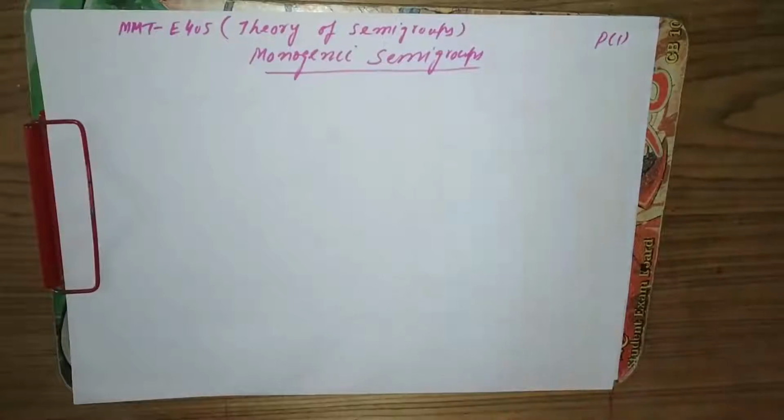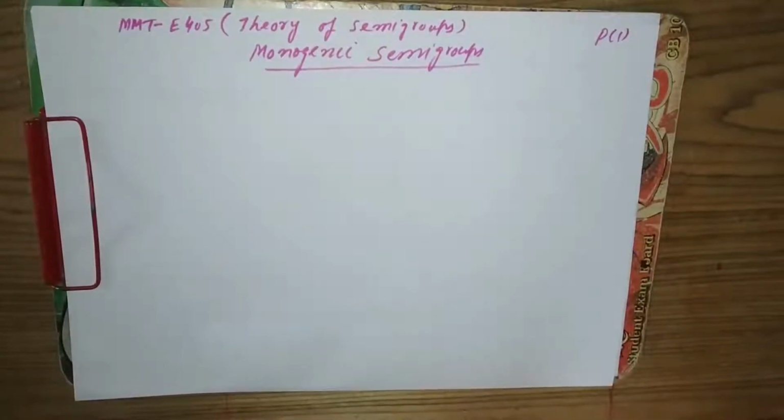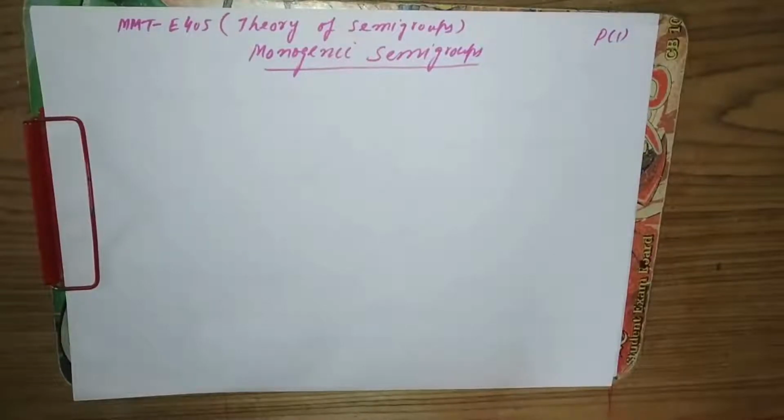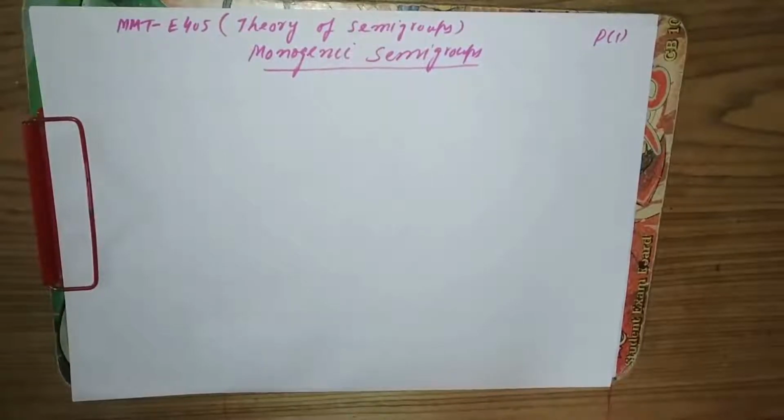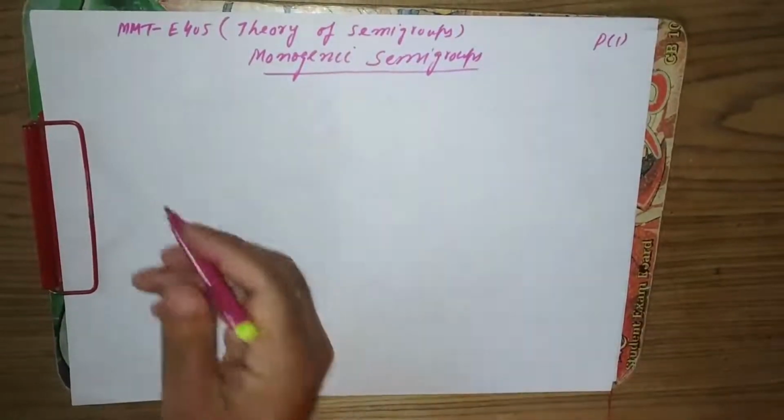As in case of groups, for cyclic groups, there is a theorem which is called a structure theorem for cyclic groups, which states that a cyclic group is either isomorphic to the group of integers under addition, or it is isomorphic to Z mod n. And we have the same theorem here for monogenic semigroups. So let us state this theorem.